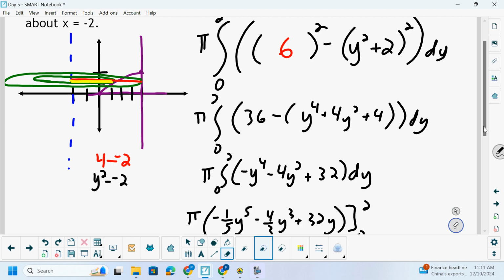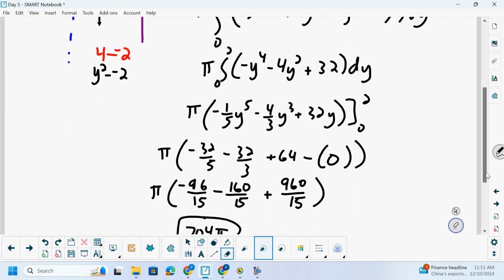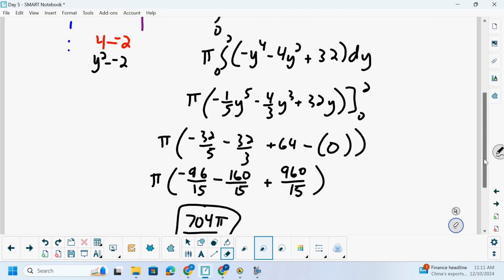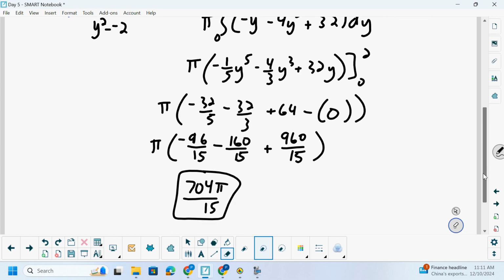All right, after you multiply out and combine like terms, you should have had negative y to the fourth minus 4y squared plus 32. Do your antiderivative, sub in, and in the long run, you get 704 pi over 15. Your common denominator terms were negative 96 fifteenths, negative 160 fifteenths, and 960 fifteenths.